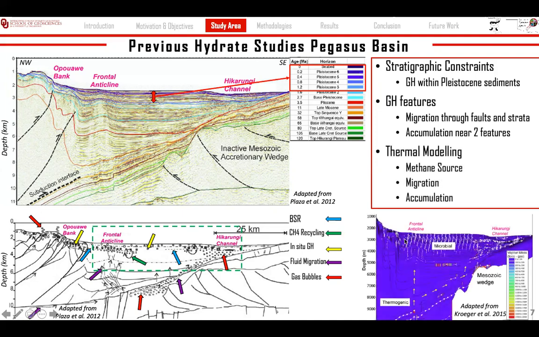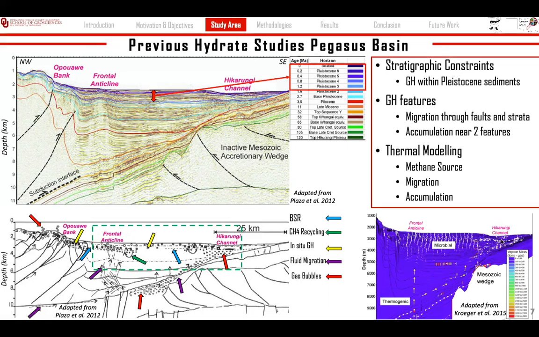Additionally, a study by Kruger et al. 2015 uses thermal modeling to show the migration and accumulation of free gas through the subduction and through faults and fractures, as well as stratigraphic layers that accumulate in the frontal anticline region, as well as in the Hikurangi Channel and areas west of the Hikurangi Channel.